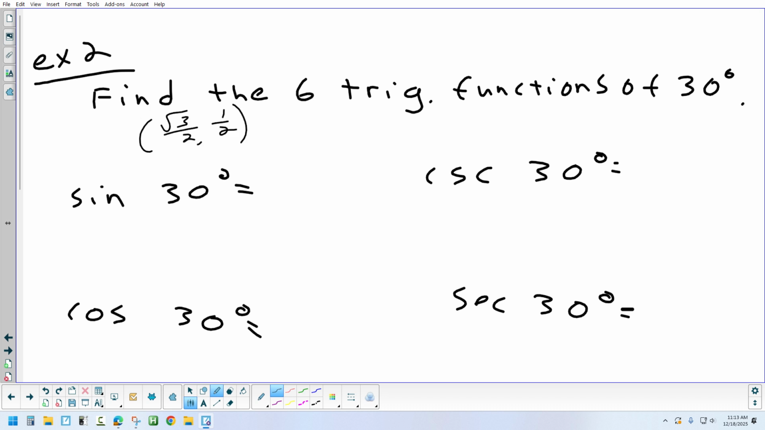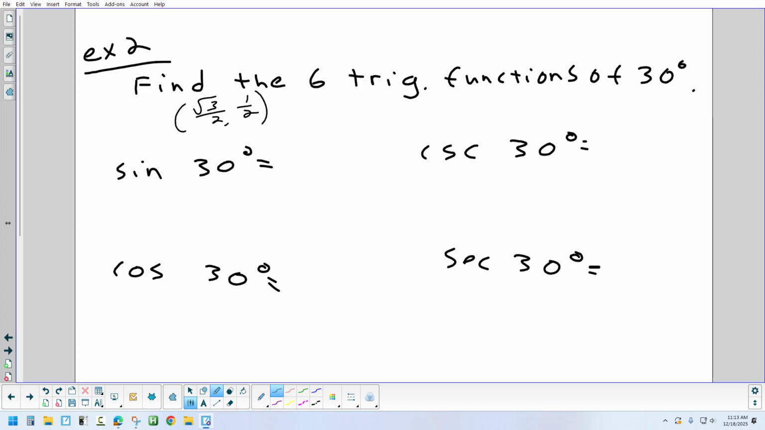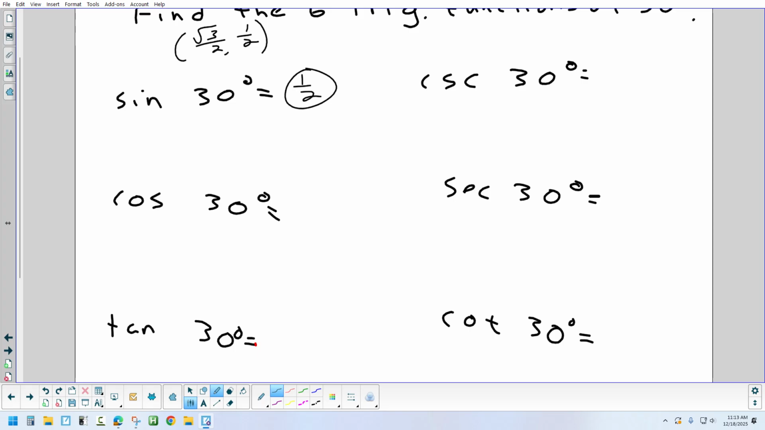All right, so we'll go through all the trig functions. What is the sine of 30 degrees? 1/2. What's the cosine of 30 degrees? Square root 3 over 2. Okay.